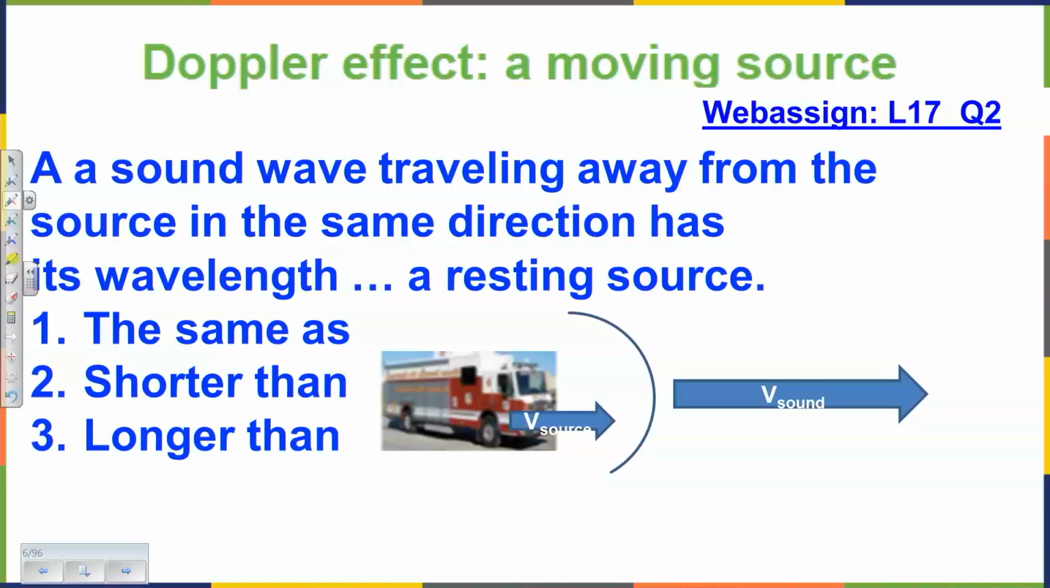Well, a moving source. So the buzzer flies, and while flying, it makes a sound of a given frequency, and that might affect or not the wavelength. So what do you think?